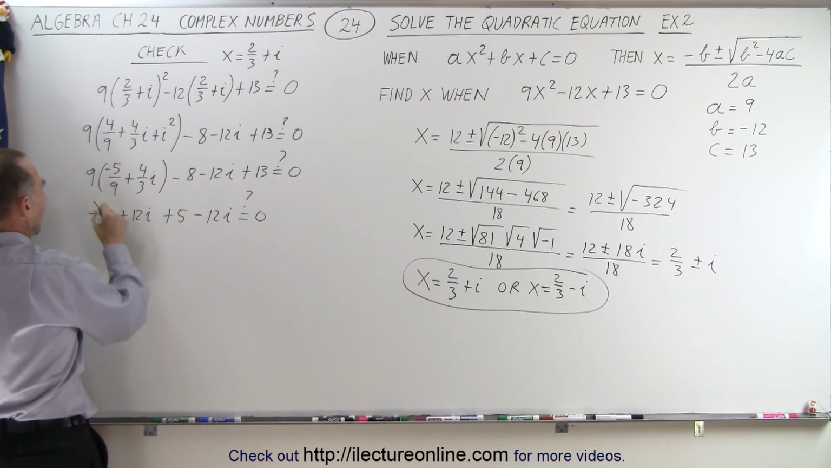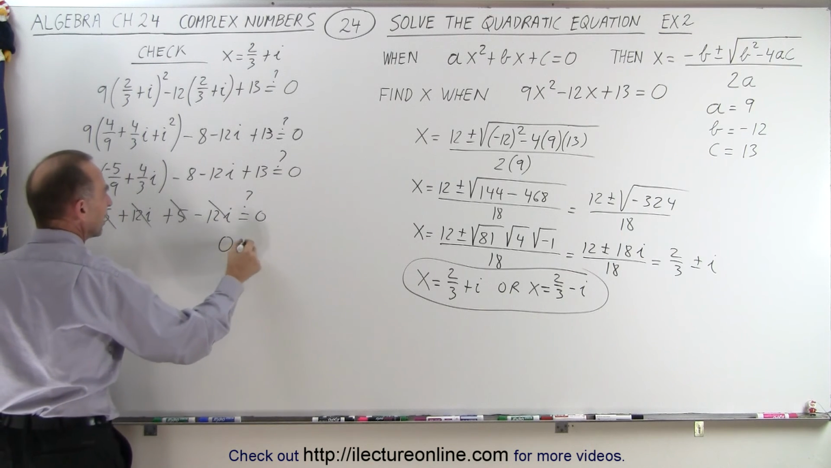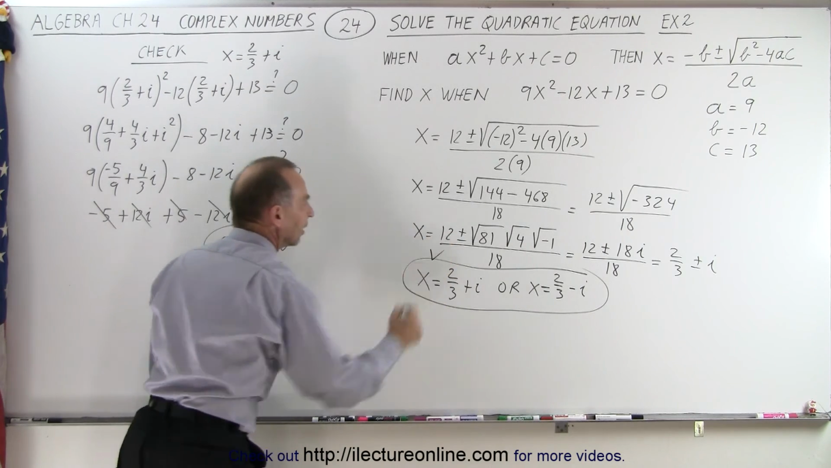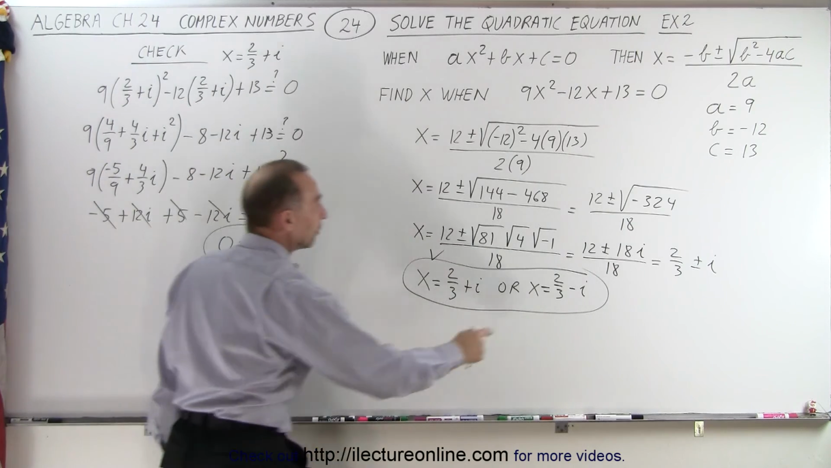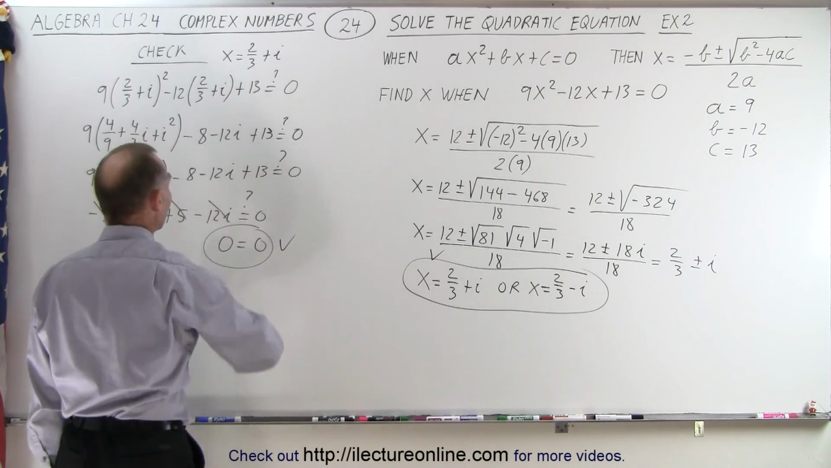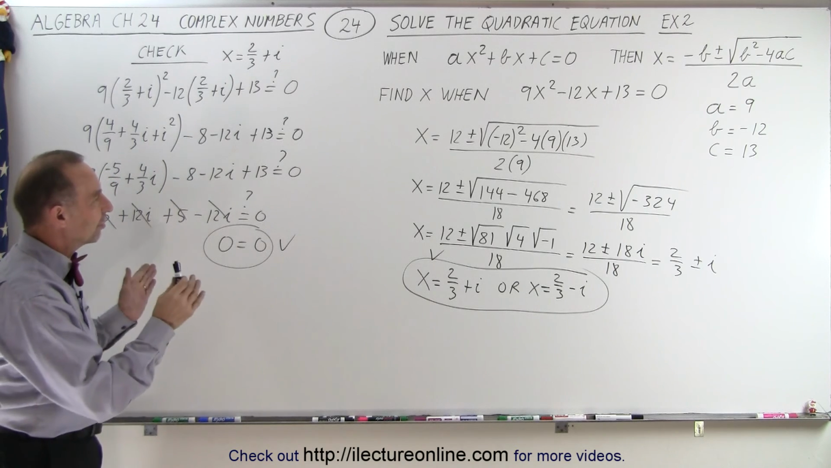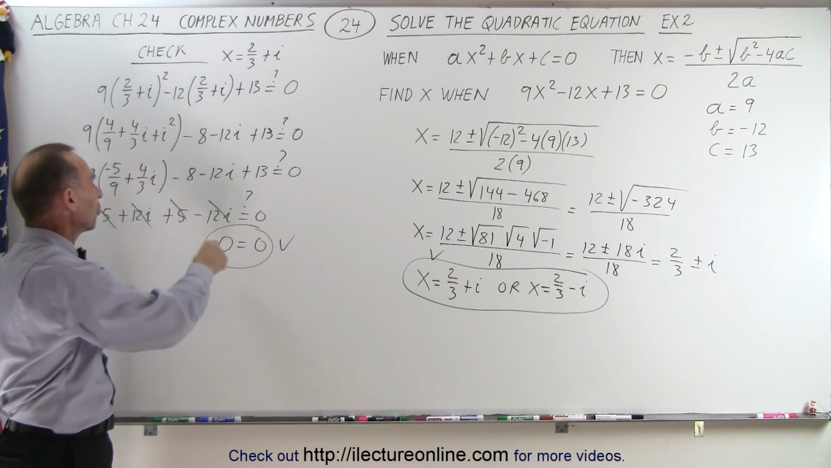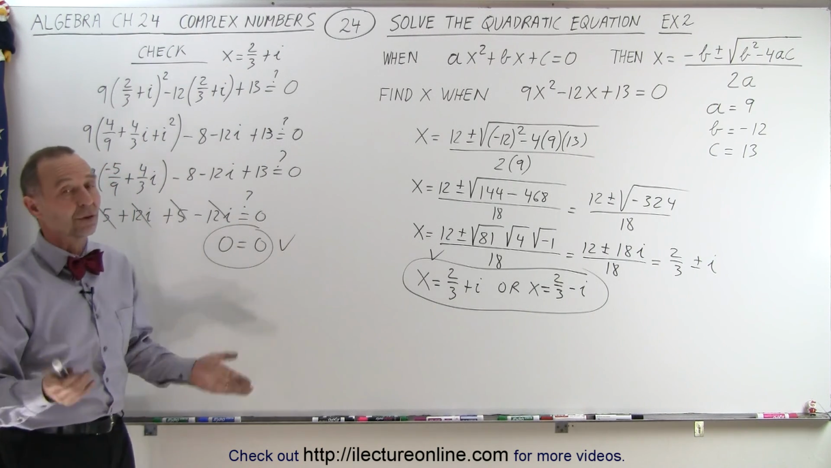Notice the 5 cancels out, and the 12i cancels out, so I end up with 0 equals 0, and sure enough, I notice that this is a valid part of the solution. Now, if I plug in the other value, I probably will get the same result. I'll leave that up to you to try at home, but at least we can see that, yes, we end up with a solution that when we plug it back in the original equation, it does indeed satisfy the equation. And that's what it's all about.